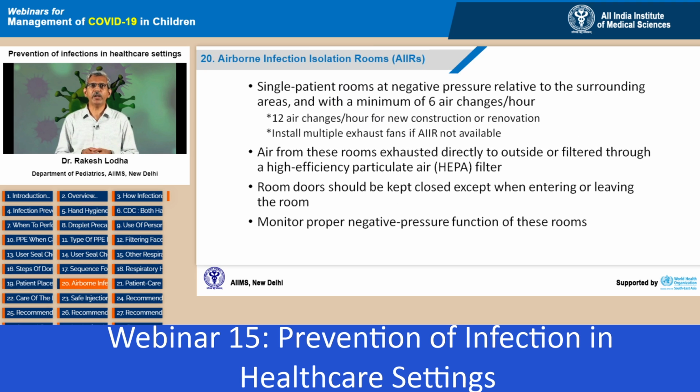Now, let us talk a little bit about the airborne infection isolation rooms. Now, these are single patient rooms at negative pressure relative to the surrounding areas and with a minimum 6 air changes per hour. It is preferable to have up to 12 air changes per hour, but this may be possible only for newly constructed ones or with renovation. It would be desirable to install multiple exhaust fans if isolation room facility is not available, and this prevents the airborne diseases or the aerosols from escaping from the room and contaminating the environment to infect other people.